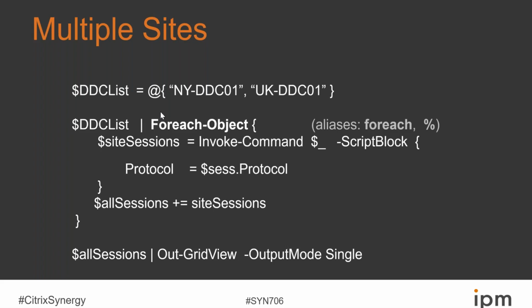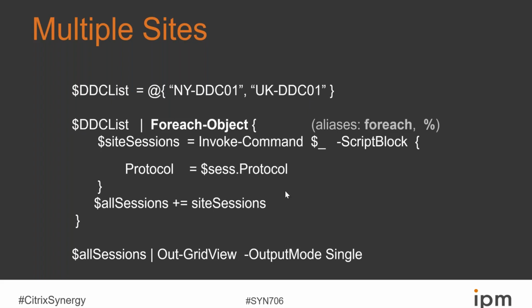And you basically specify Invoke-Command using the ForEach-Object command, and again you have this $_ which says that every time you go through this ForEach-Object loop, replace it with one of the DDCs. So we take the DDC list that we have over here. Using the pipeline, we pass that DDC list, which is NY DDC01 and UK DDC01, to the ForEach-Object. And the ForEach-Object basically does a loop through the list of DDCs.